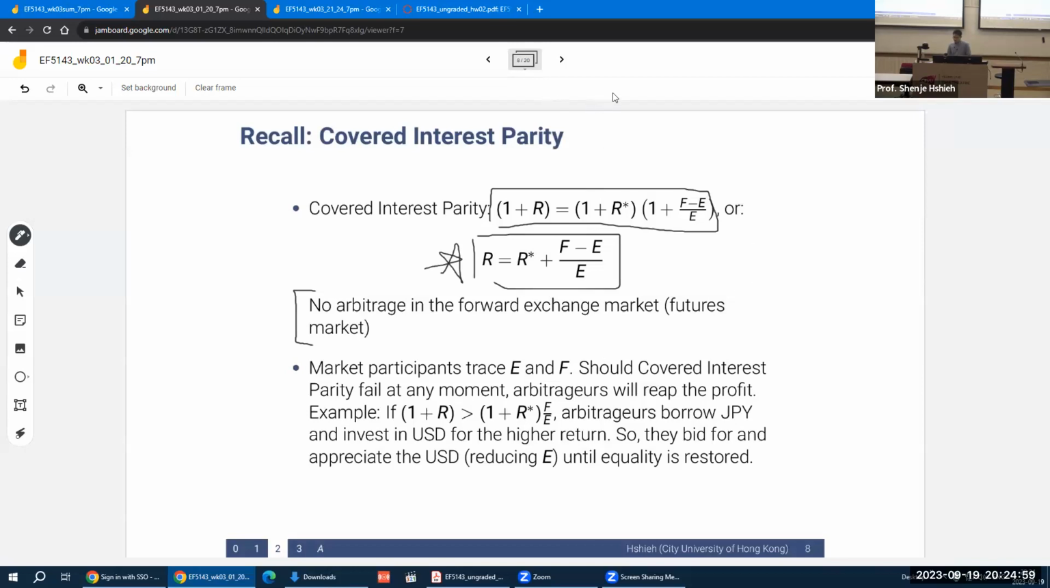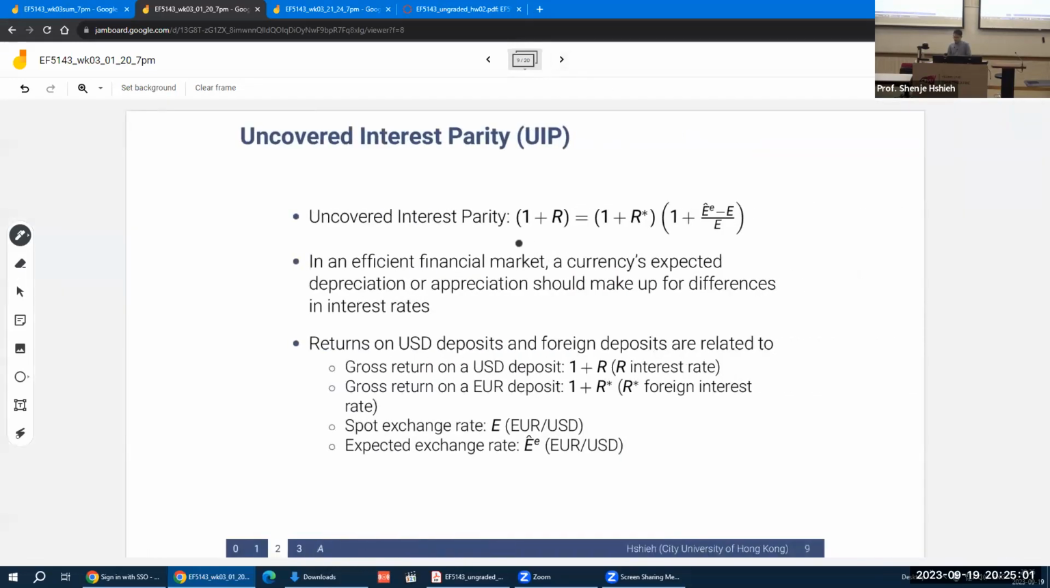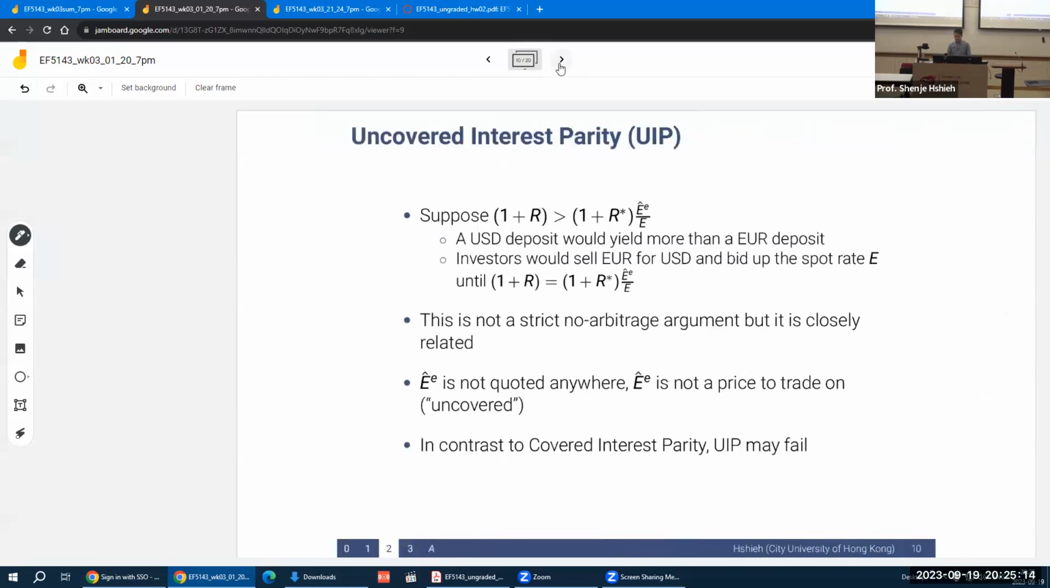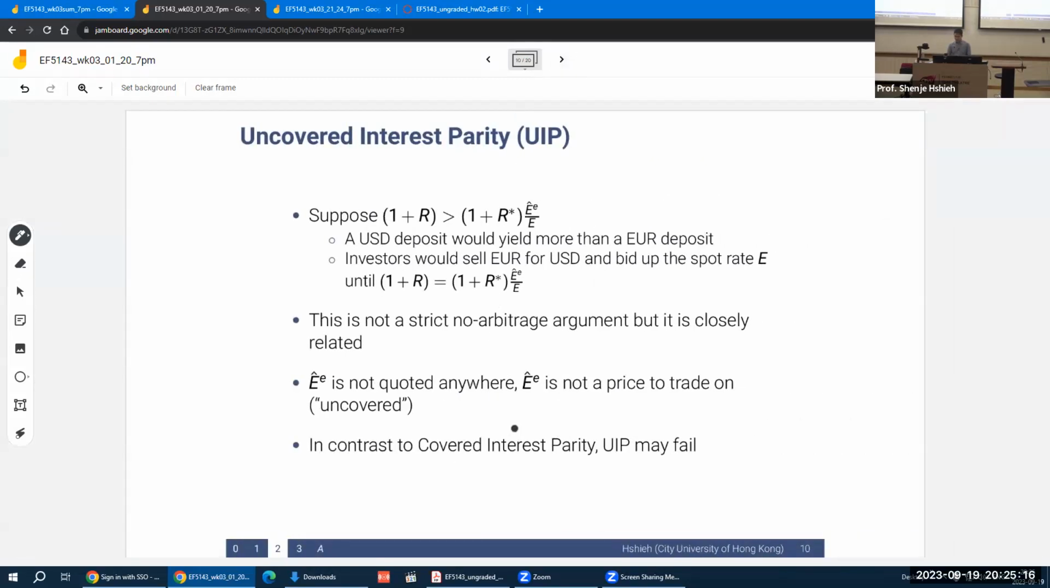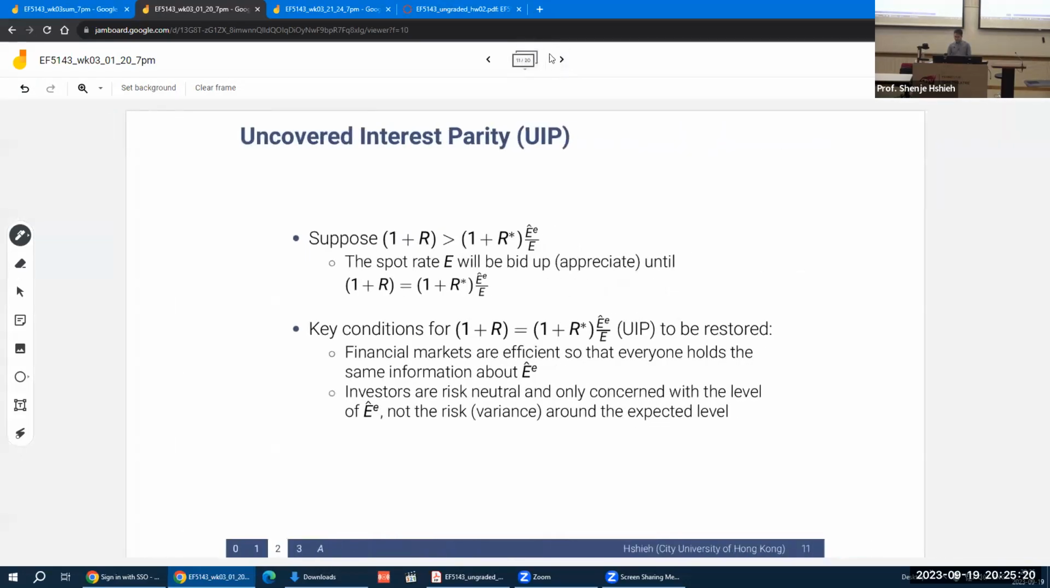The difference now is we have this term, and swapping out F for E hat E requires two assumptions. Let me go over the assumptions first, and then I'll go over the previous slide. So the key assumptions are the following.